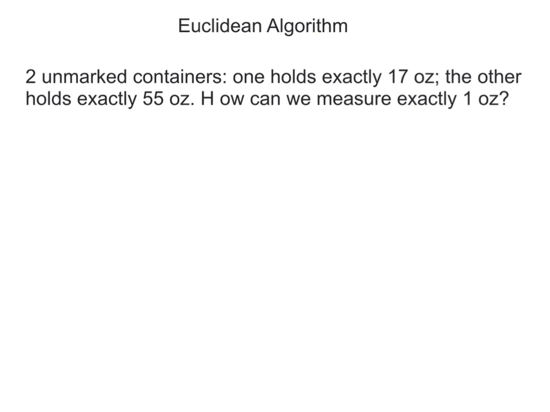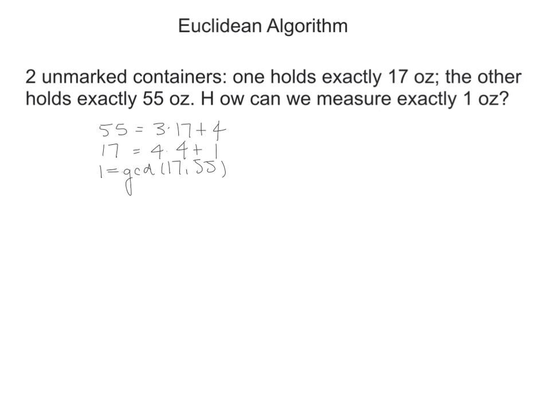So our last example of the Euclidean algorithm, we have the problem of two unmarked containers. One holds exactly 17 ounces, the other holds exactly 55 ounces. How can we measure exactly 1 ounce? We start by using the Euclidean algorithm to find the greatest common divisor. So we're going to have 55 = 3 times 17 + 4. Then 17 = 4 times 4 + 1. So we know 1 is our greatest common divisor of 17 and 55.